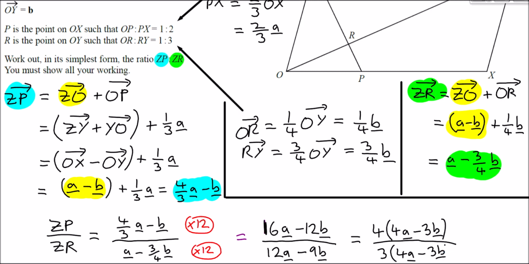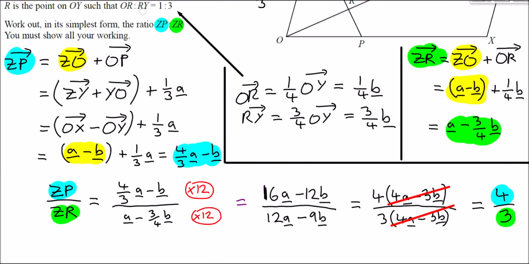And hey presto, you see that there's a common factor on the top and the bottom, which we can cancel out. So then we just have that the fraction of ZP to ZR is 4 to 3. So the ratio of ZP to ZR we can get by using this fraction. So the final step is just to make it not top to bottom, but read it from left to right. In other words, therefore, the ratio of ZP to ZR will be 4:3.